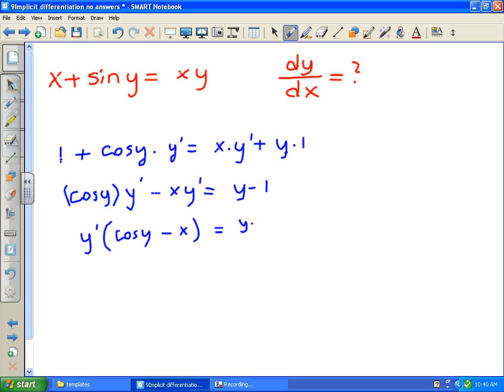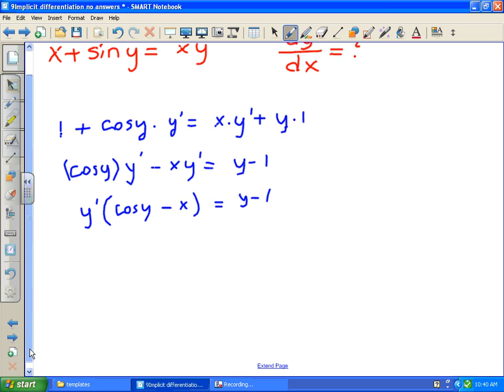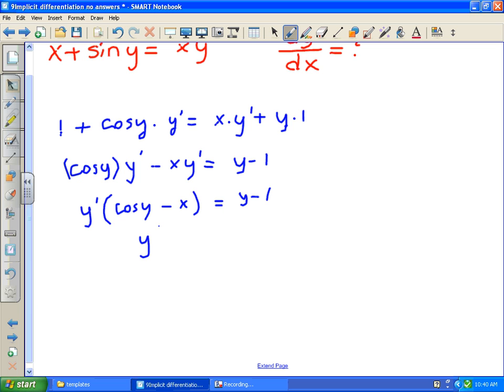And then, of course, to solve for y prime, divide both sides by that coefficient. Okay. Any questions about the solution? Did anybody get a little bit different version? Maybe something that looks like this: 1 minus y divided by x minus cosine y. Did anybody get that? Would this be a correct answer also?